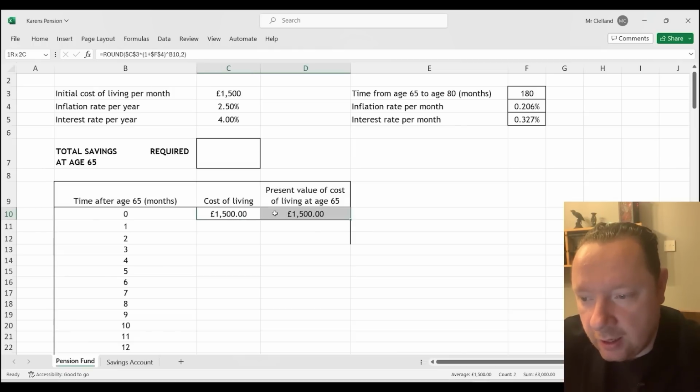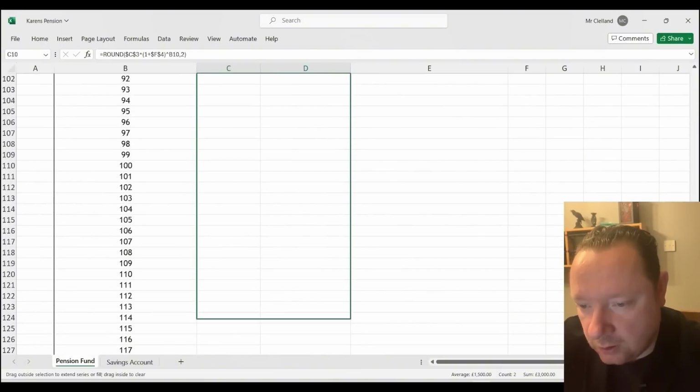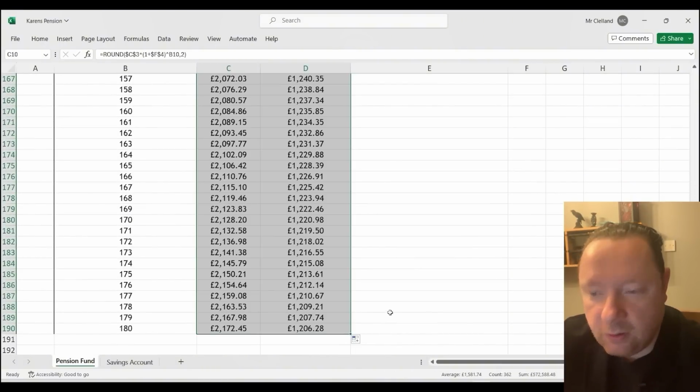So we can just highlight them. And we can go to a box or right click and copy, but I'll just go to a box and pull it down, because I know that's what you'd probably do. 180, and it fills it in for us.